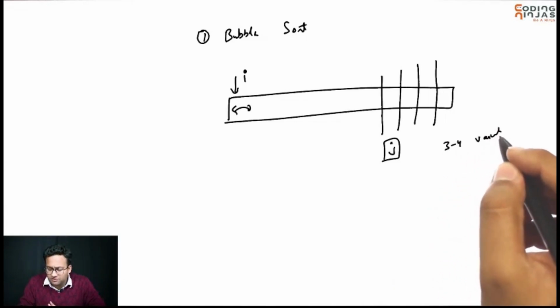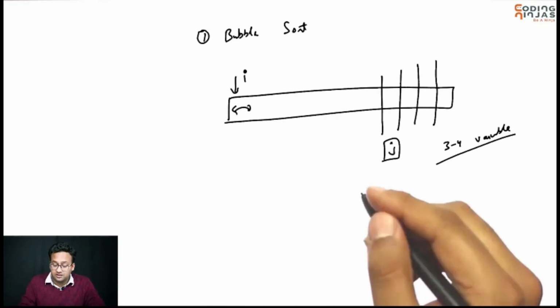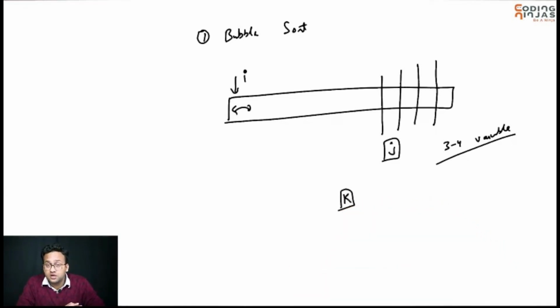Again, a constant number of variables. Even if I require 100 variables, that's fine. A constant number of variables is the key. So I need k space for all of this. And I am not creating any array. I am not using any dictionary. I am not using any set. I am not using any kind of data structure to store any kind of data.